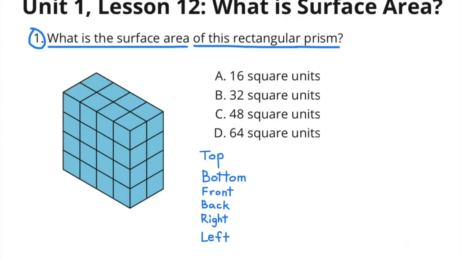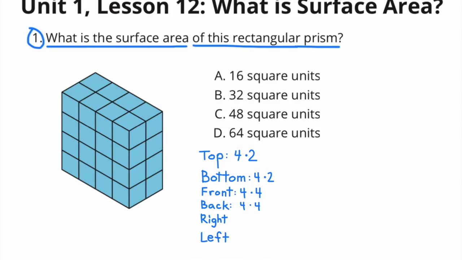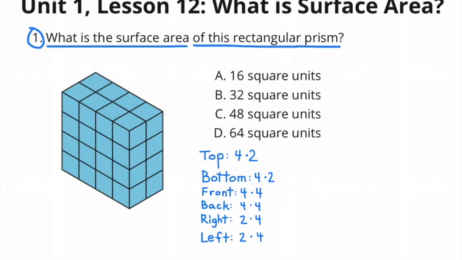Well, there's 6 different surface areas: the top, the bottom, the front, the back, the right, and the left. The dimensions for the top and the bottom are exactly the same, 4 by 2. And the dimensions for the front and back are exactly the same, 4 by 4. And the right and the left sides are exactly the same, 2 by 4.